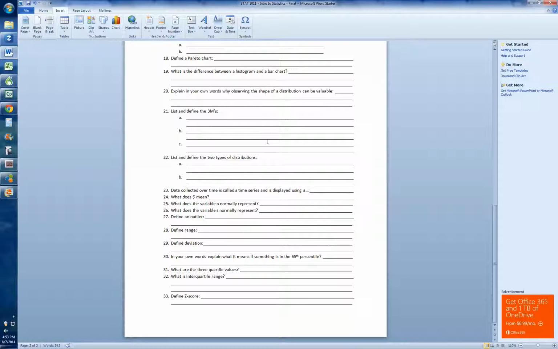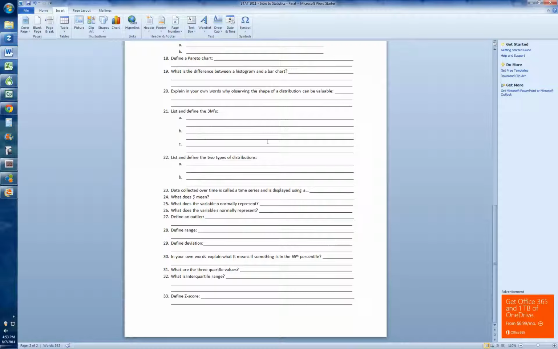All right. Number 23, data collected over time is called a time series and is displayed using a time plot. Time plot. Number 24, what does this E-shaped symbol mean? That's sum, right? That means sum, to add up, to sum everything together. Number 25, what does the variable n normally represent? That means the number of observations. Number 26, what does the variable s normally represent? It normally represents the standard deviation number.